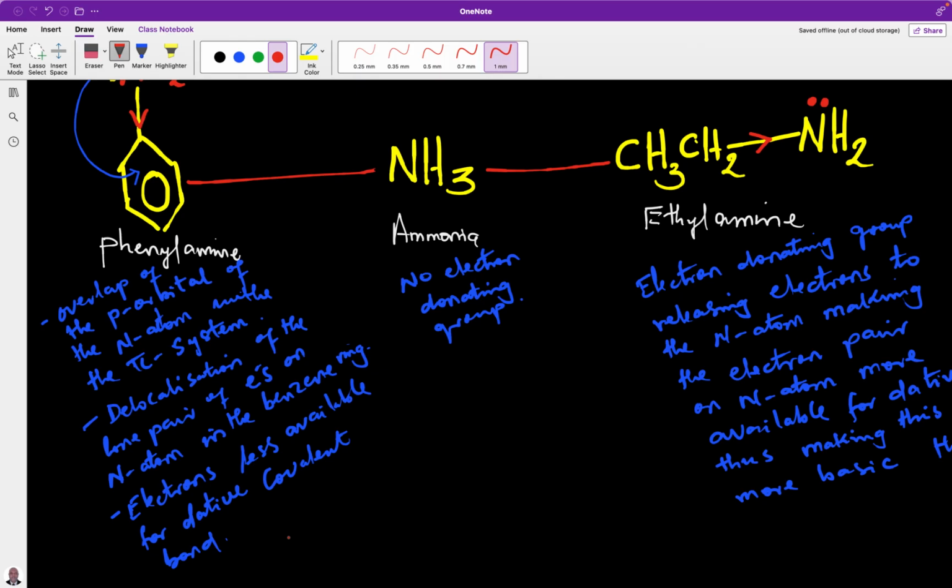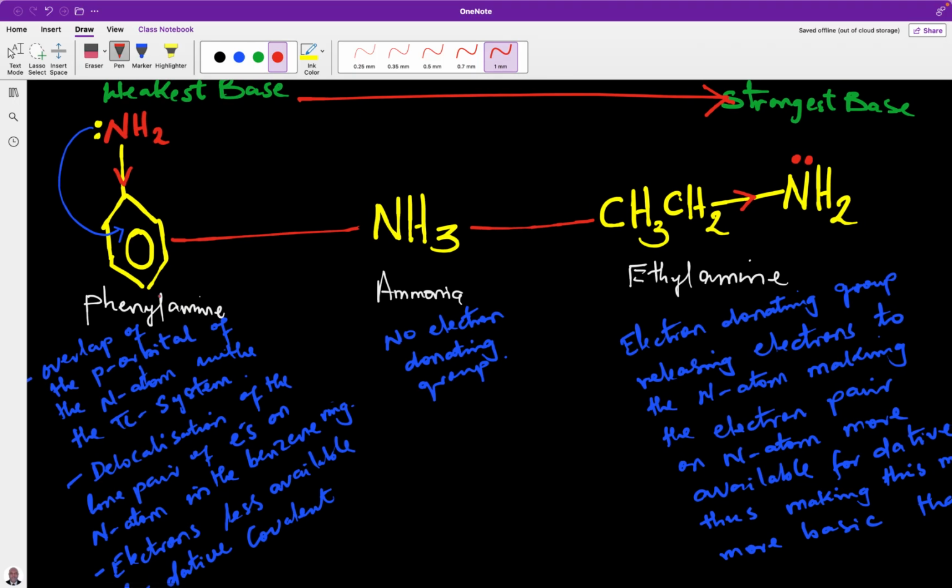So, in this case, when it makes electrons less available for dative covalent bonds, it makes phenylamine less basic. On ammonia, if you look at ammonia here, it does not have an electron donating group or an electron withdrawing group. In that case, ammonia remains as it is, with just the normal lone pair of electrons on the nitrogen.